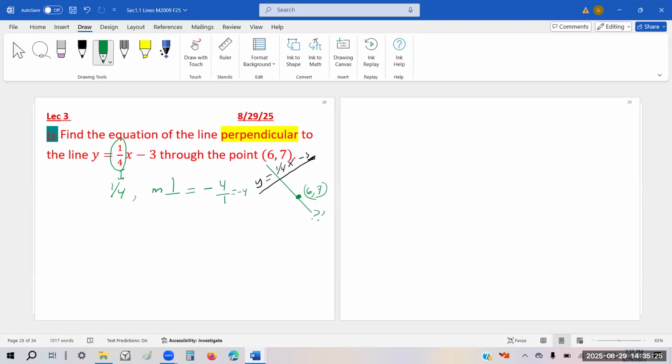So that perpendicular line goes to the point 6, 7. Also, it has the slope negative 4. This is the information we know about the perpendicular line. It has a slope negative 4 and point 6, 7. Now you can use y equals mx plus b, but one of the easy methods is to start with y minus y1 equals slope times x minus x1. If you start with this equation, all you have to do is replace x1, y1 and slope, and then solve for y.